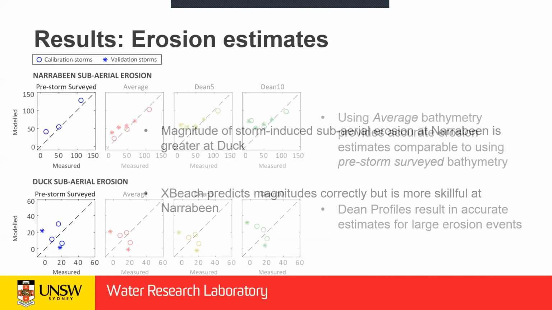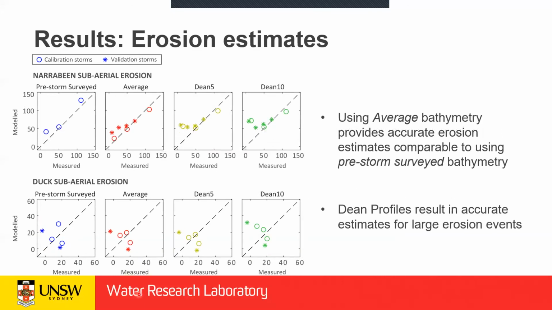If we then compare these model outputs to the output we would have observed if we had used the average of the Dean profiles, we see that even though these 2 sites have quite a different morphodynamic response to storm events, using the average bathymetry results in erosion estimates which are similar to what we would have obtained if we had used the pre-storm surveyed bathy. Similarly, for the Dean profiles, for storm events where there's more subaerial erosion, the Dean profiles result in erosion estimates which are similar to what we would have obtained if we had used the pre-storm surveyed bathy. But they do tend to overestimate the erosion for smaller erosion events, and the Dean 10 tends to do that more than the Dean 5 profile.